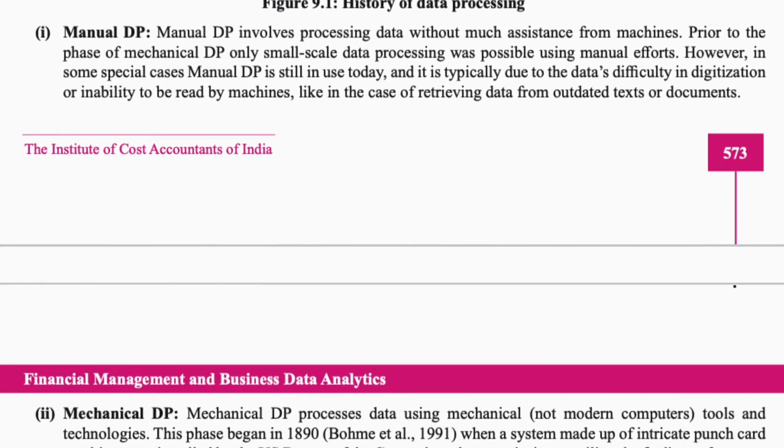Now moving to the three historical phases of DP. First is manual DP. Manual DP involves processing of data without much assistance from machines. Prior to the phase of mechanical DP, only small-scale data processing was possible using manual efforts. However, in some special cases, manual DP is still in use, and it is typically due to data's difficulty in digitalization or inability to be read by machines. In simple terms, this is the old school way: pen, paper, ledgers, and pure human labor. No machines. We only use it today for outdated physical documents that computers can't read.